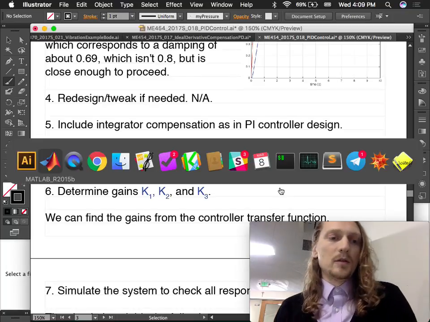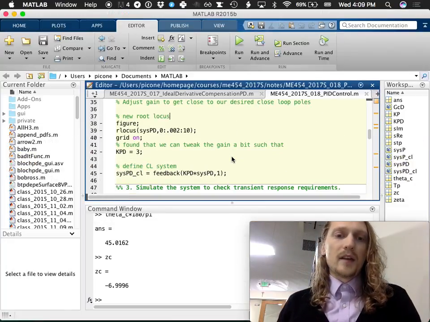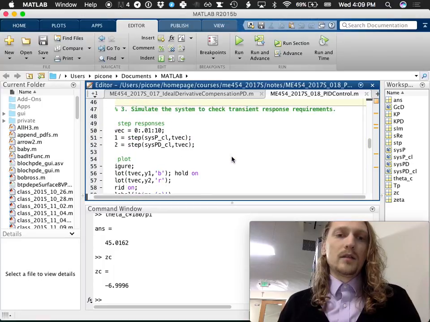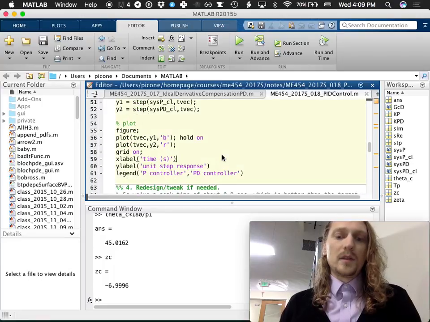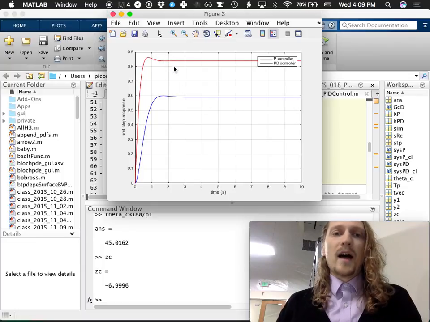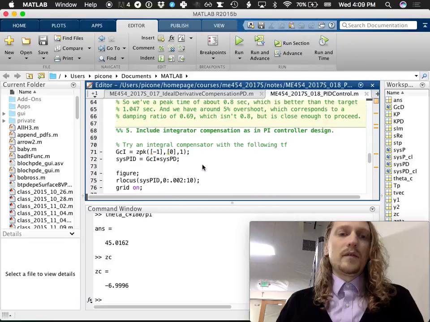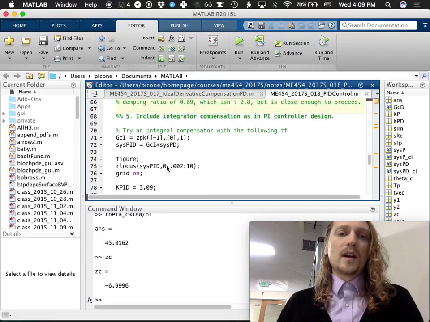So let's do a third root locus with that. We simulated and checked. It's not bad, but obviously we want to get better than that. So that was just a comment about the redesign and tweak thing.